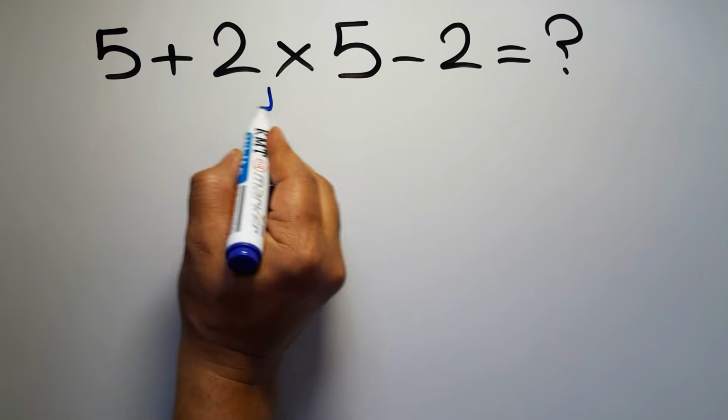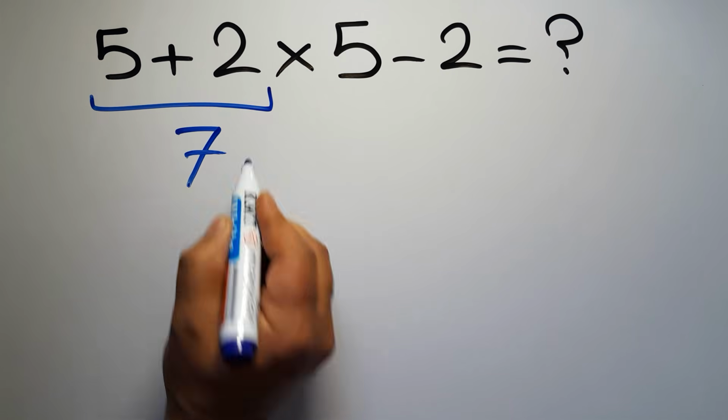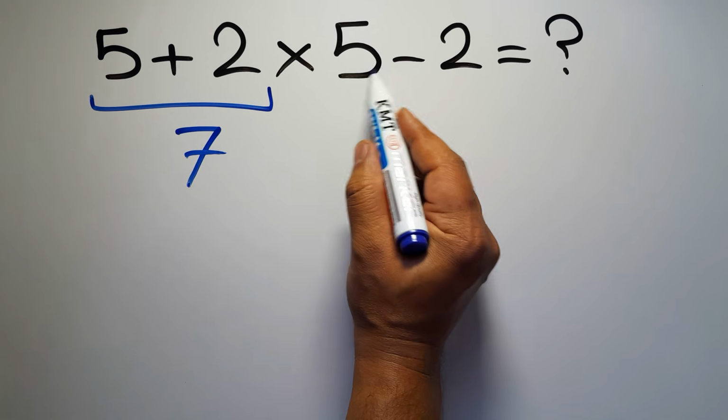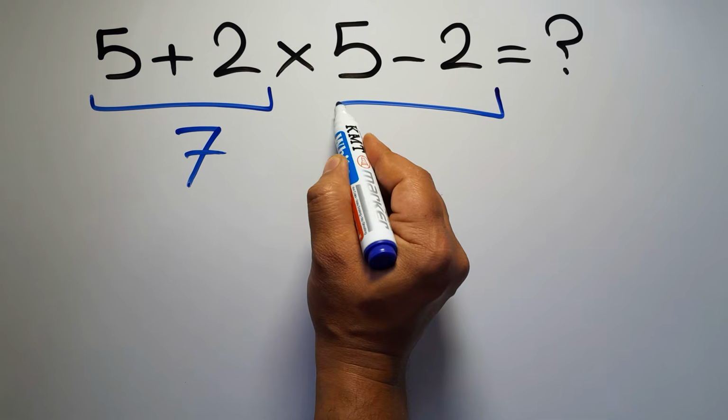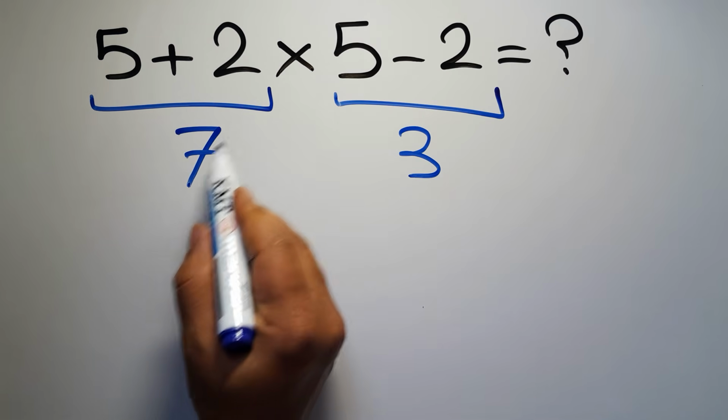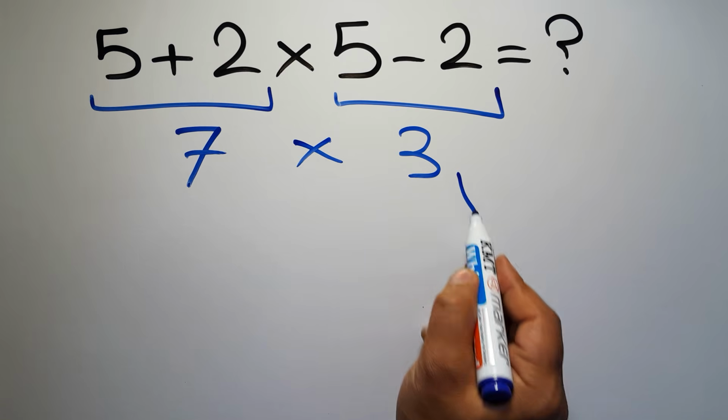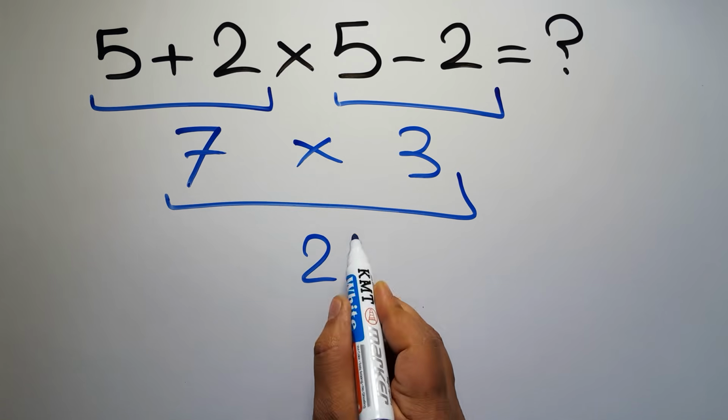5 plus 2 equals 7. And here we have 5 minus 2, which equals 3. So 7 times 3 equals 21.